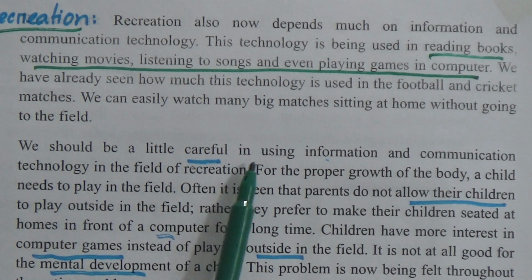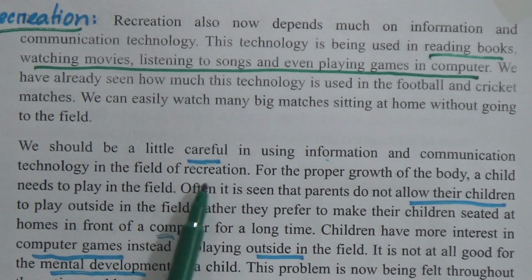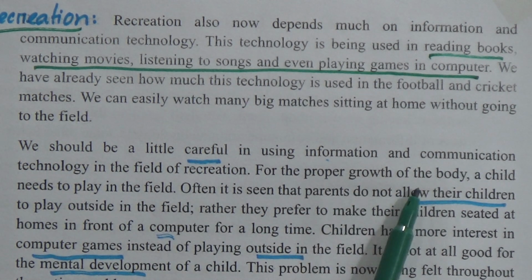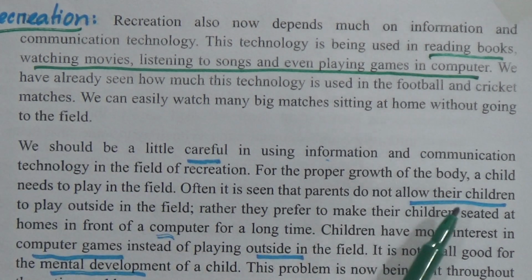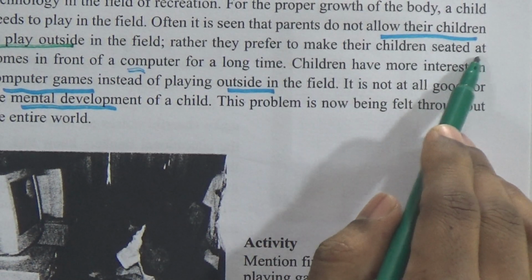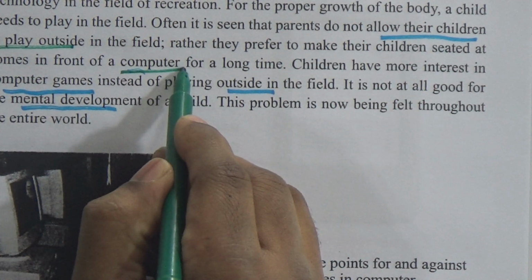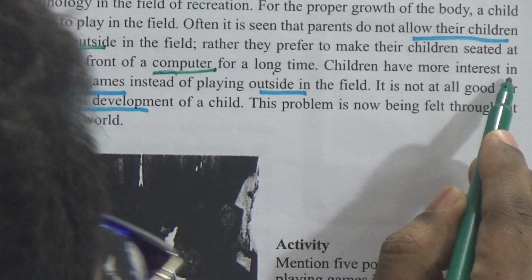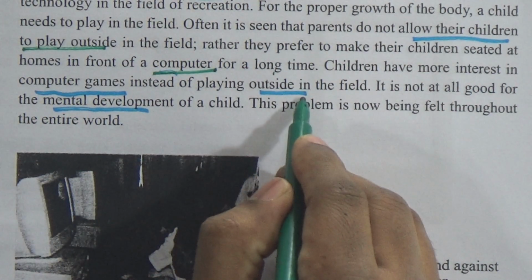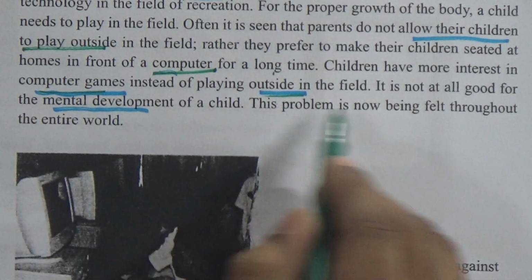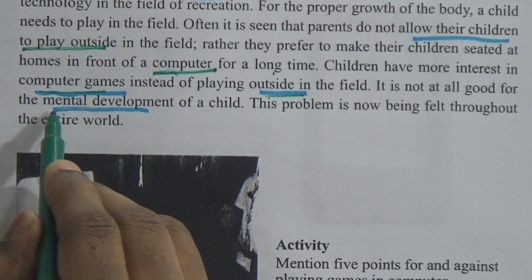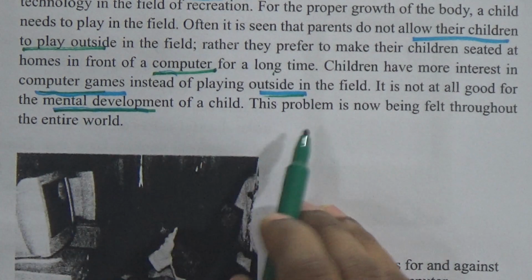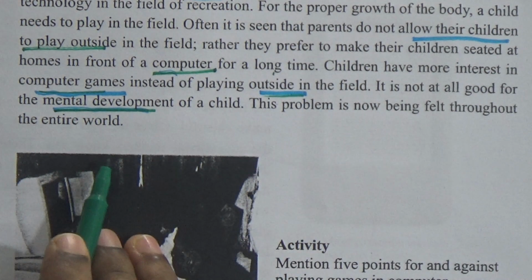We should be a little careful in using information and communication technology in the field of recreation. For the proper growth of the body, a child needs to play in the field. Often it is seen that parents do not allow their children to play outside. Rather, they prefer to make their children sit at home in front of the computer for a long time. Children have more interest in computer games instead of playing outside. This is very important. Students spending too much time playing computer games is not at all good for the mental development of a child. This problem is now being felt throughout the entire world.